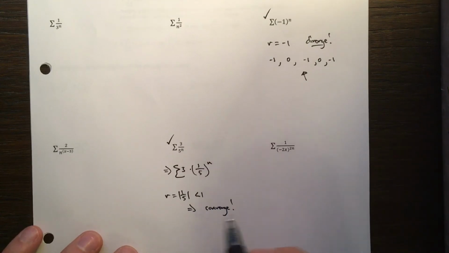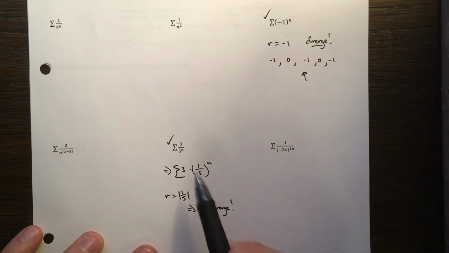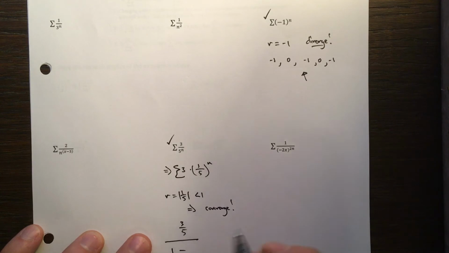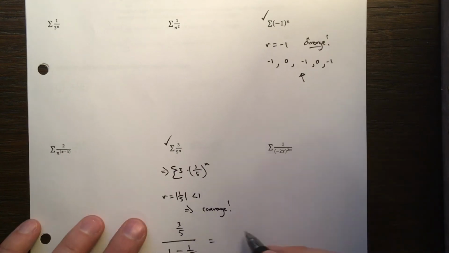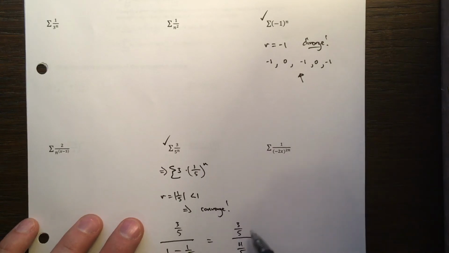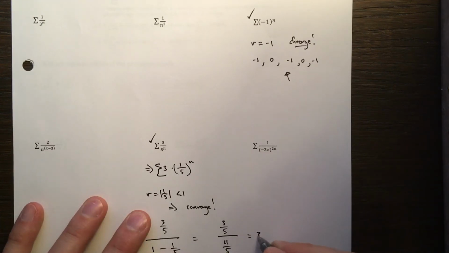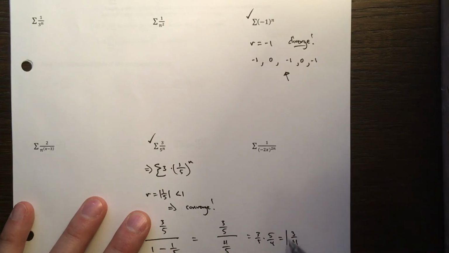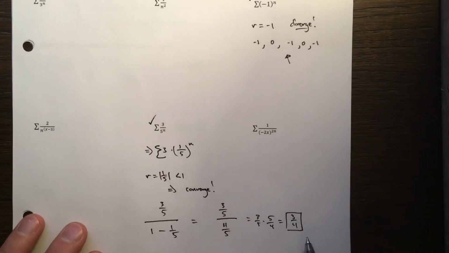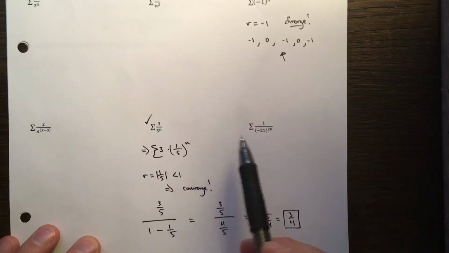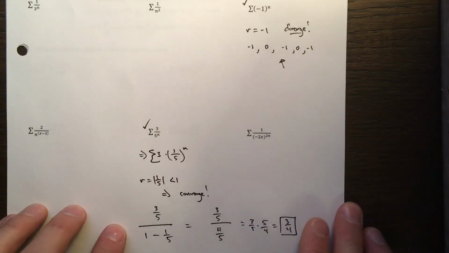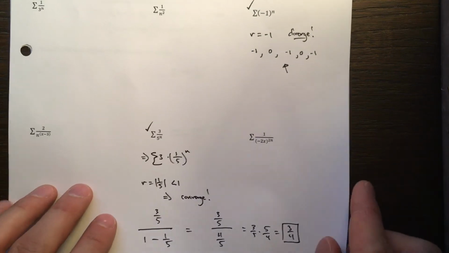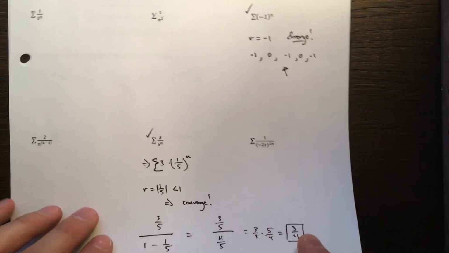Great. So let's find the first term. If we plug in 1, we get 3/5. Dividing that by 1 minus the ratio, we should get 3/5 over 4/5. Multiplying by the reciprocal, we get 3/5 times 5/4, which is 3/4. So it looks like this is going to converge to 3/4. Sometimes you can do a little bit of manipulation to figure out where that thing is going to head.